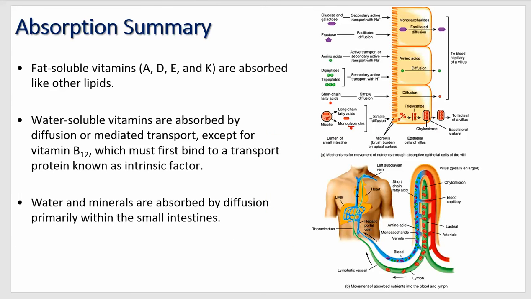All right, this is our absorption summary, and the last slide. Fat-soluble vitamins are absorbed like other lipids. This gives you a way to look at all of these things as they are absorbed. It's a nice little picture. Here is the lacteal, or your chylomicrons that are being absorbed, and then your amino acids. This also shows that some short chain fatty acids do make it into circulation, but overwhelmingly, most fat goes through the lymph system.